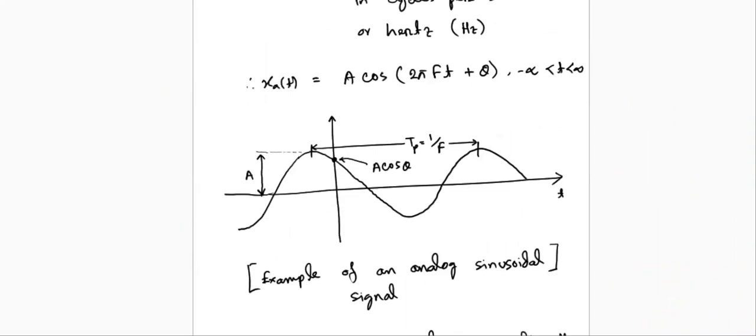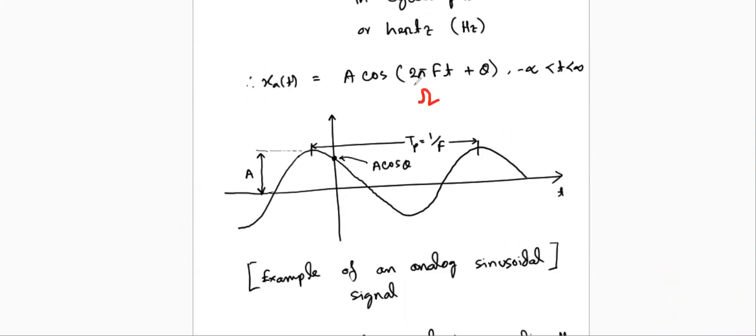So by elaborating the value of capital omega, we can write A cos(2 pi F t + theta), and how it looks in the time domain. So this is the diagram. Okay, so this is a very simple causal sinusoidal signal with a phase shift of theta, phase shift of theta.